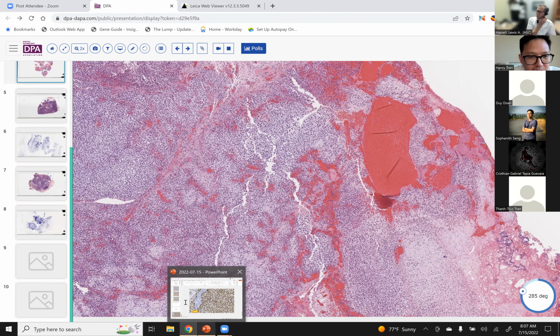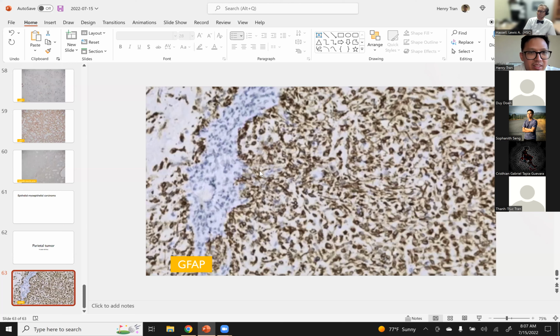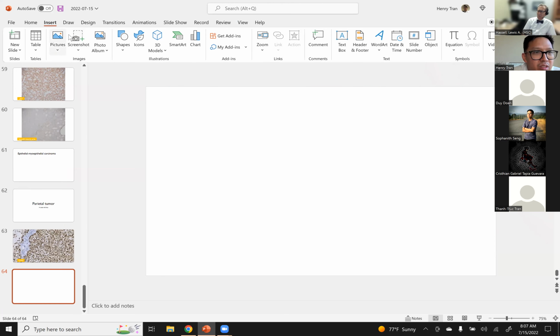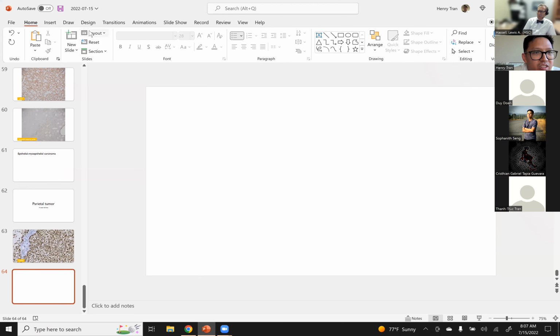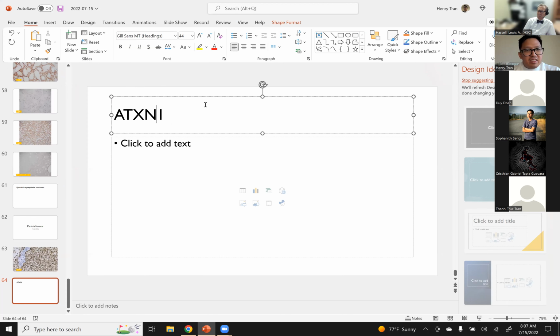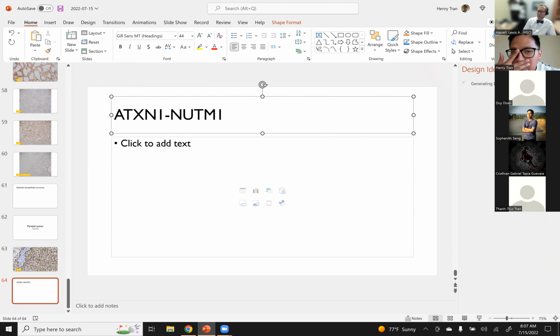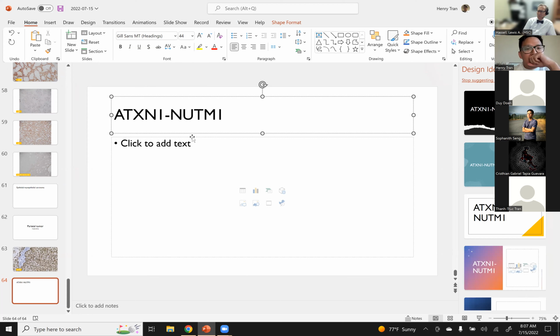But what they ended up finding was this tumor. Let me type it out. It's a mouthful. The gene translocation is called ATXN1-NUTM1. So NUT, we know that gene is seen in a lot of NUT-rearranged carcinomas and some sarcomas as well. And then ATXN1. So what they did was some RNA profiling with this case.